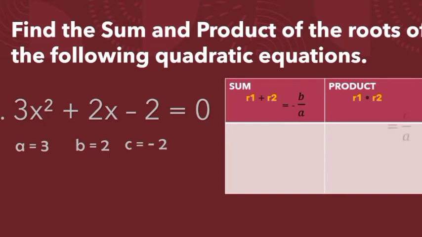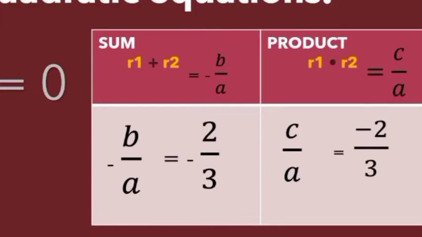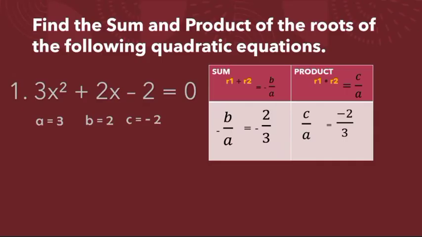So, b is 2, a is 3. Therefore, the sum of the roots is equal to negative 2 over 3. Next, we have the product of the roots is equal to c over a. Then, c is negative 2 and a is equal to 3. Therefore, the product of the roots is equal to negative 2 all over 3. Walang kahirap-hirap, isa-substitute nyo lang yung values ng a, b, and c.